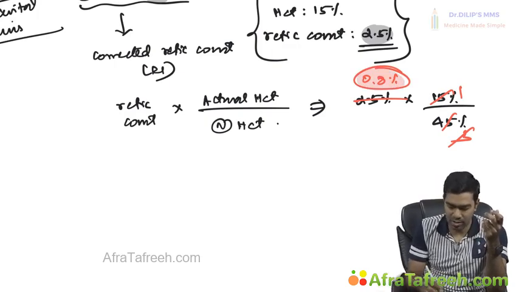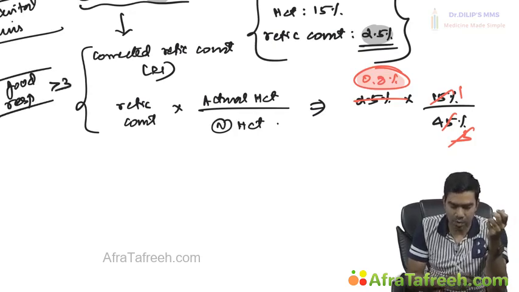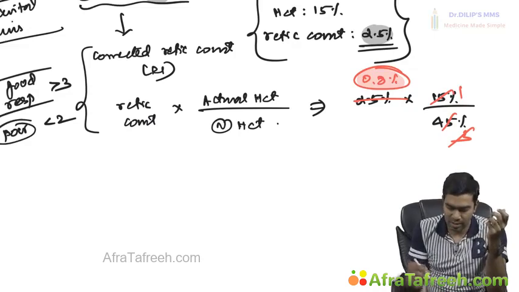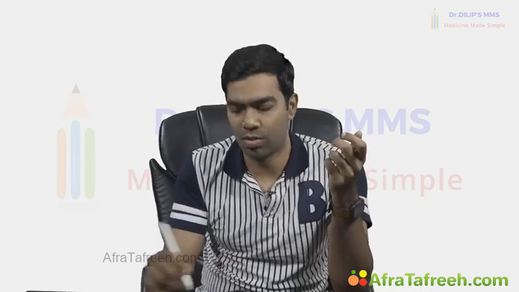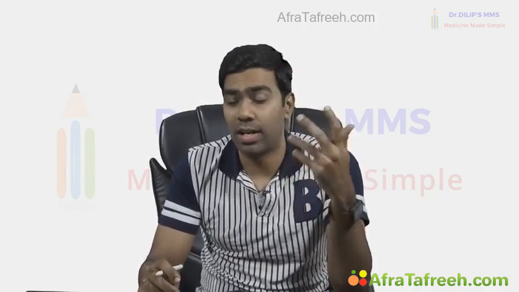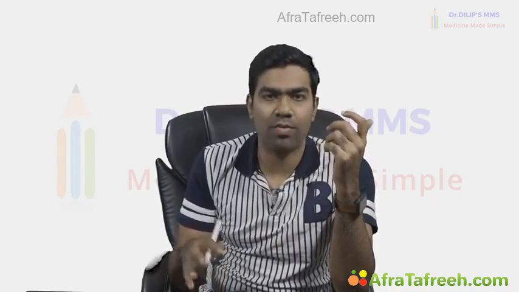For example, if you ask what is a good corrected reticulocyte index, a good erythropoietic response in the bone marrow, you can tell it is more than 3. If it is a poor reticulocyte response, you can tell it is less than 2. So here you can clearly see it is definitely less than 3. So definitely this is not a good reticulocyte response. It's a poor reticulocyte response with respect to the degree of anemia you're encountering in this patient. So this is how you find out the corrected reticulocyte count.